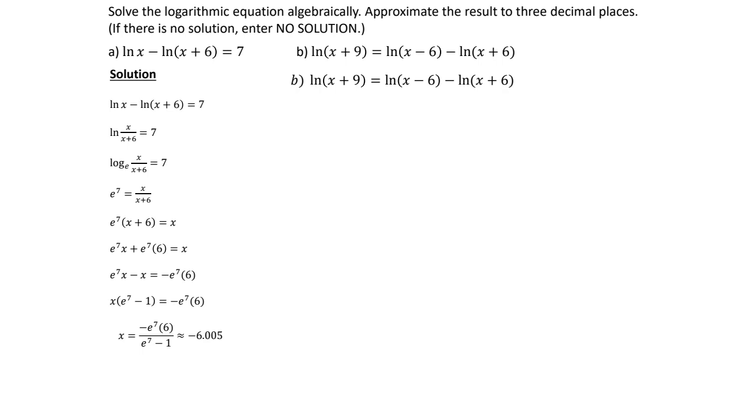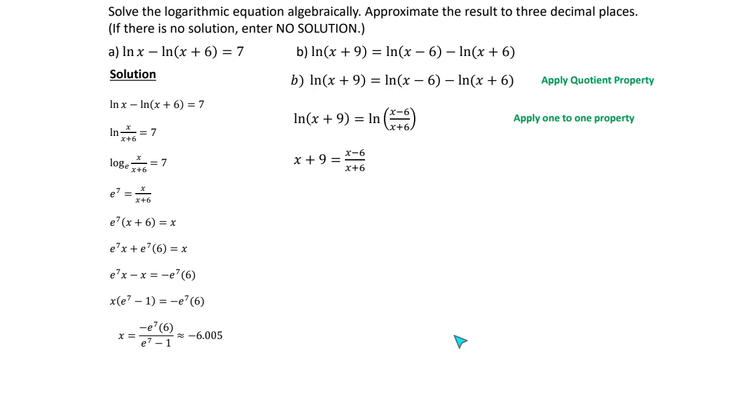Okay, so let's go on over here. Now here we have a natural log of x plus 9. And then I have two natural logs here, which I can combine as one using the quotient rule. So I get natural log of x minus 6 divided by x plus 6. We're dividing since they're being subtracted. But now notice that this natural log and this natural log both have the same base, so we can use the one-to-one property. And we can set x plus 9 equal to x minus 6 divided by x plus 6.